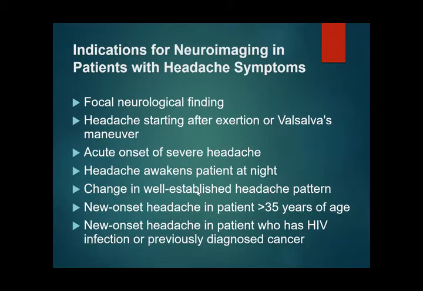Then comes new onset headache in patients more than 30. This is more than 50 years actually. Sorry for the mistake. This is more than 50 years. New onset headache in patient more than 50 years. New onset headache in patient with HIV infection or previously diagnosed malignancy, or in those patients who are immunosuppressed because of any cause. May it be intake of steroids or other immunosuppressive agents, or maybe he's taking immunosuppressant agents for organ transplant. After organ transplantation, patients are usually kept on long-term immunosuppressants. So those patients also, they are prone to develop certain infections, and they need to work up for secondary headache.